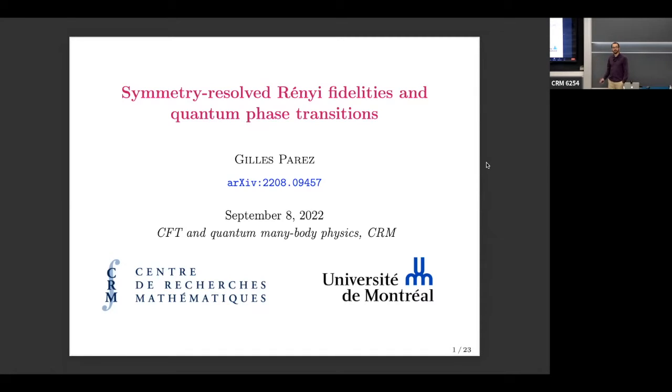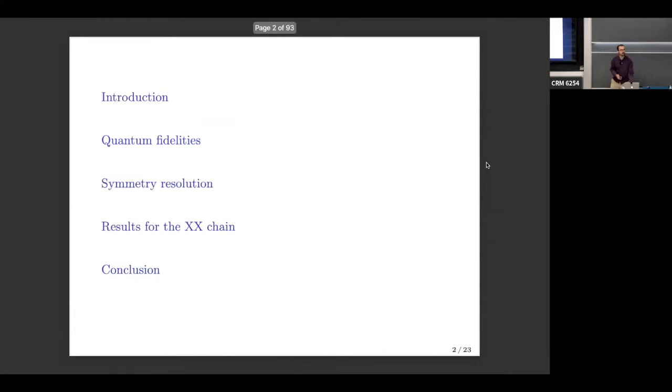I will be telling you about a recent paper I put on the arXiv, actually just at the very beginning of this conference. So it's really fresh, and it is about Rényi fidelities, symmetry resolution, and quantum phase transitions, right? So the plan of the talk is rather simple.